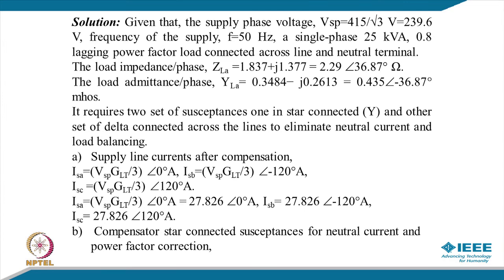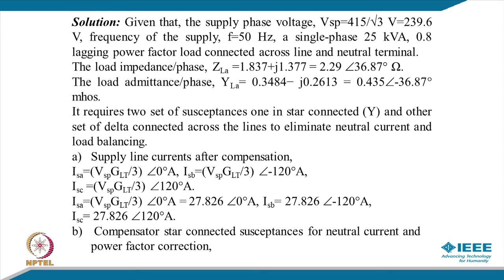Putting the values in this relation, given that the supply voltage is 415 by root 3 and the supply frequency is 50 Hz, with a single phase load of 25 kVA, 0.8 lagging power factor, connected across line to neutral of phase A, we can find the load impedance from this relation. It comes 2.29 at the angle of 36.87 ohm, and the load admittance, the reciprocal of this, is 0.435 at the angle of minus 36.87 siemens.